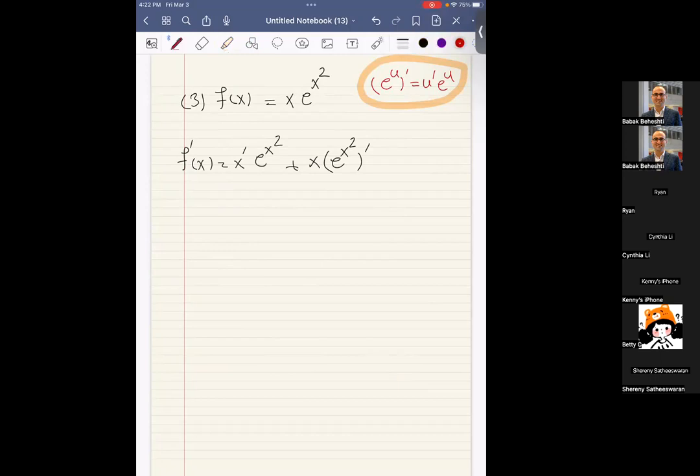Okay, now let's look at this formula. Go back. So f prime here is x prime, the derivative of x is 1. So it's just e to the x squared plus x times the derivative of e to the x squared. Here I have to use this formula: the derivative of e to the power u is u prime e to the power u. So u here is x squared. So what is the derivative of x squared?